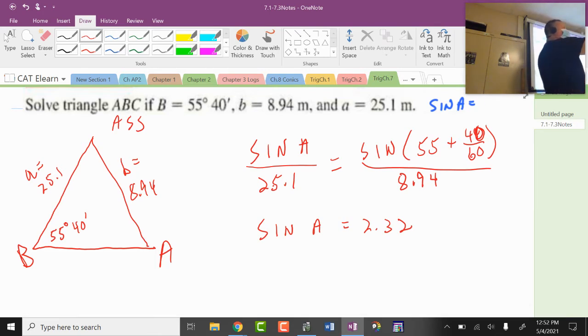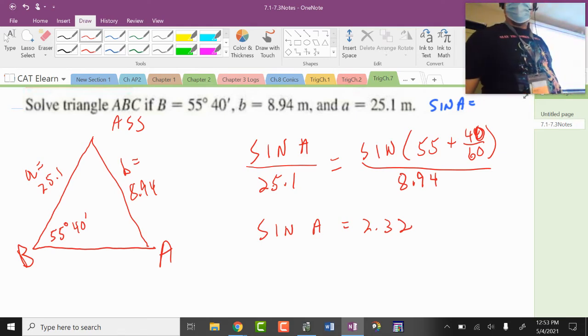Just think of SOHCAHTOA. Sine of an angle equals what over what? What side over what side? So opposite over hypotenuse equals 2.3. That means the opposite side is what compared to the hypotenuse? Bigger. That is why this is going to be an error as well mathematically when you go to the calculator.